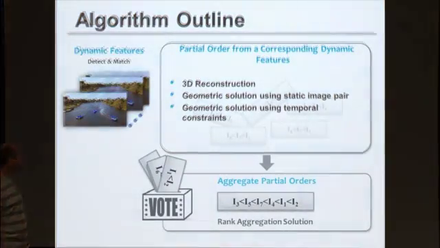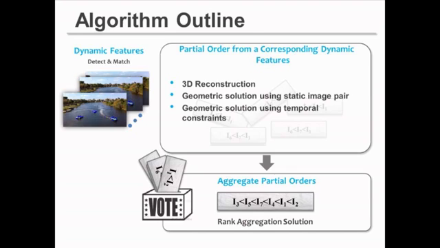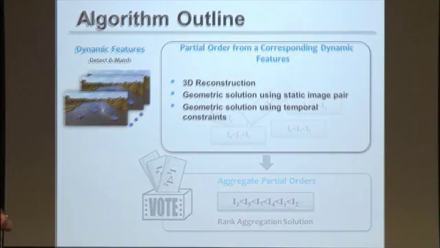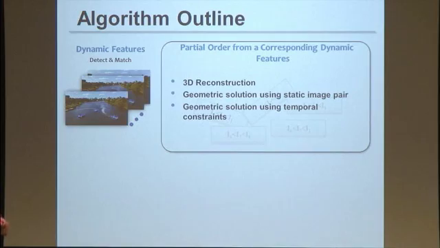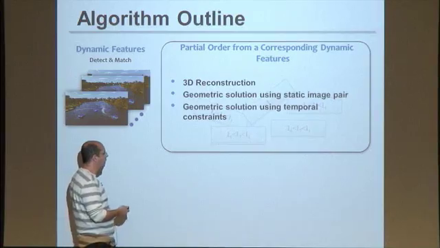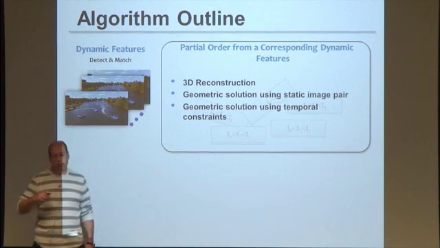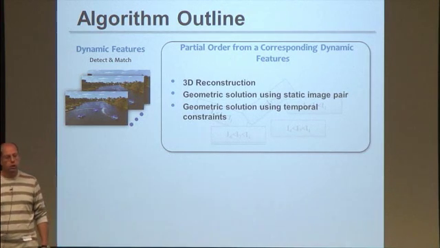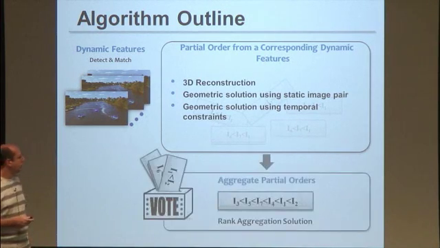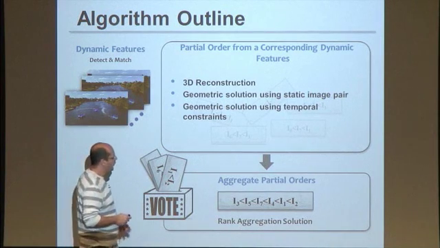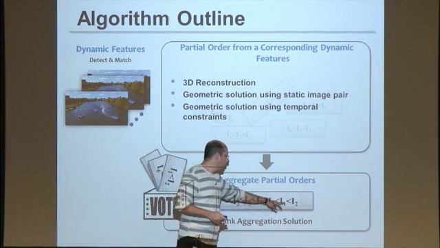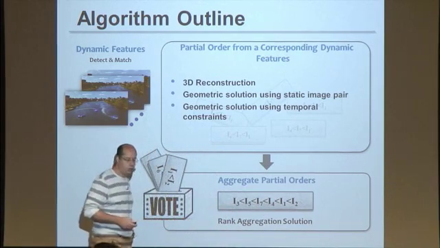Okay? So to recap what I've shown you so far, we're using geometry and geometric reasoning to infer the temporal order for each dynamic feature. You can either do 3D reconstruction, you can do the solution based on the static image pair, or you can use these temporal constraints that I've shown you a minute ago. In any case, each dynamic feature will give you one or a small number of temporal orders on the image set. The second question that we need to solve is how to aggregate all the information into one consistent global order of all the images.